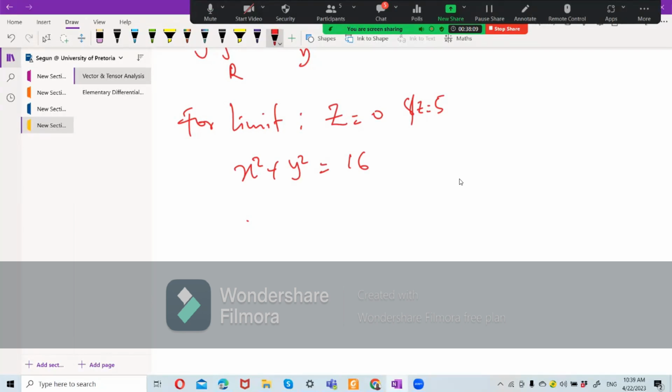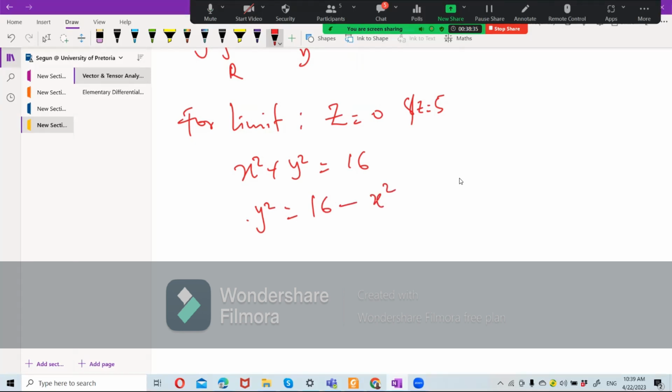No, sorry, you need y rather. Remember, you need the value for y inside this place. I can now look for y. How do I get that? I can now say that y squared equals 16 minus x squared. Then y is equal to the square root of 16 minus x squared.